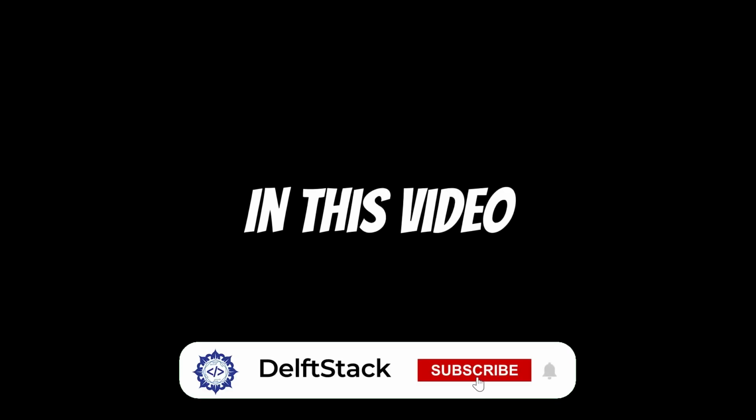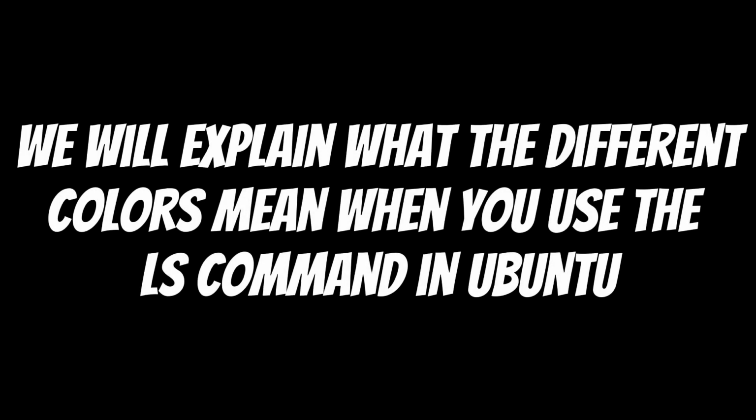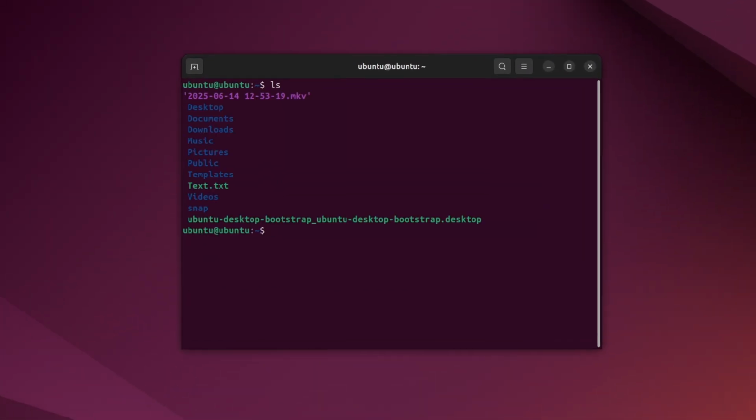In this video, we will explain what the different colors mean when you use the ls command in Ubuntu. When you type ls in the terminal, it lists the files and folders in the current directory. You might see that some of them appear in different colors. These colors are there to help you quickly understand what each item is.